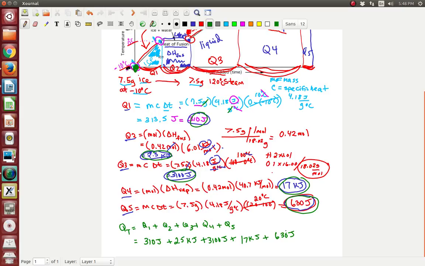All right, now the only problem with this is that they're not all the same unit, so we do need to do a little bit of conversion. I'm going to convert all the kilojoules to joules, and you do that by just multiplying by 1,000. So this becomes 2,500 joules. This becomes 17,000 joules. So to change kilojoules to joules, you just multiply by 1,000. Now just add it all together, and that will give me my final answer for this question.